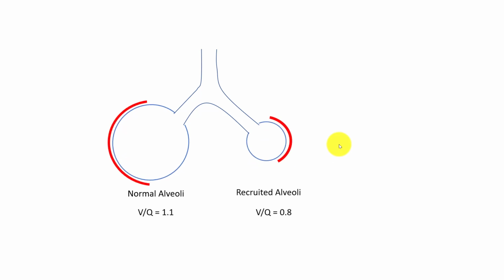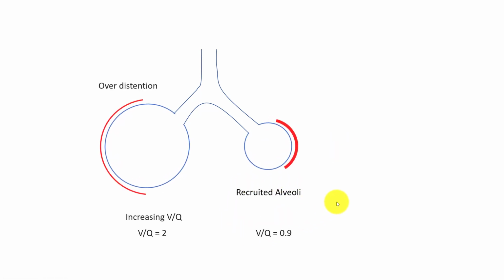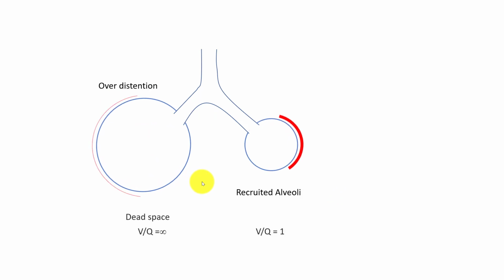And as you increase the PEEP, you have recruited this alveoli. However, if you keep on increasing the PEEP, you are going to overdistend a normal alveoli, and you can create a dead space in that area.